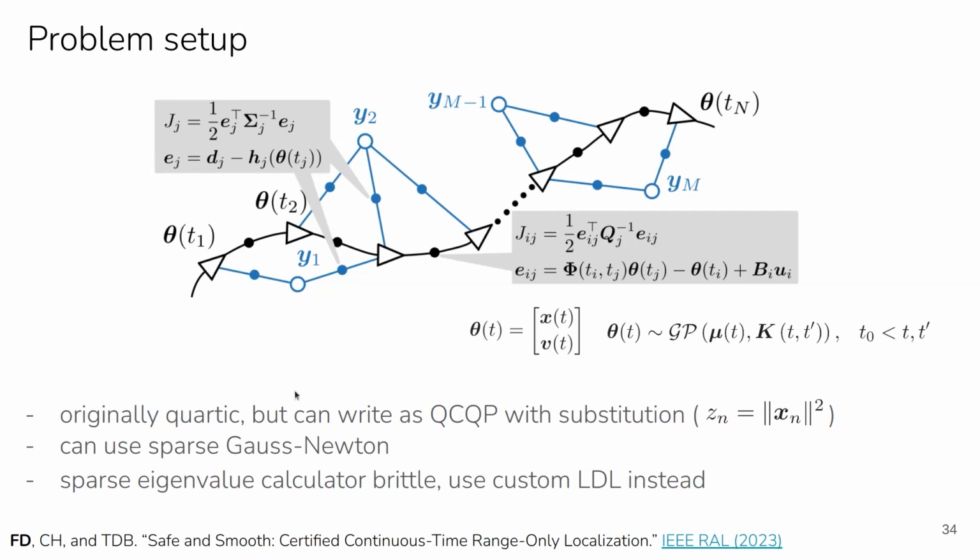The problem structure is very sparse, and we can use that to certify very efficiently. But in this case, standard off-the-shelf solvers have problems certifying. So we have a custom LDL decomposition method that is as fast as the local solver.